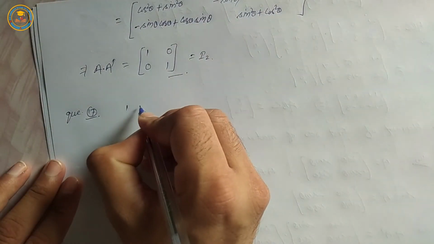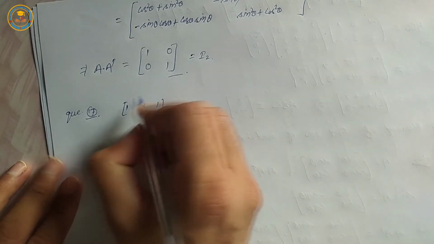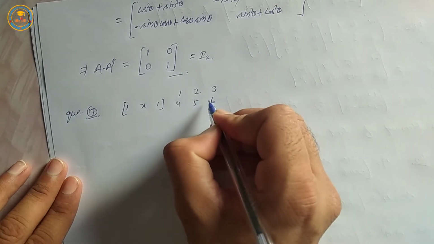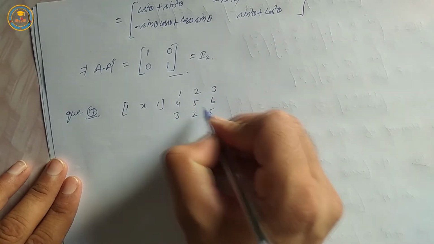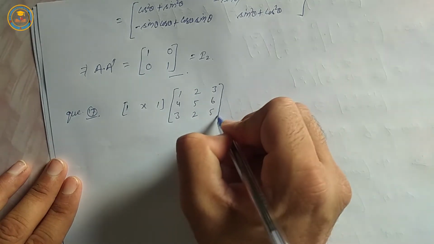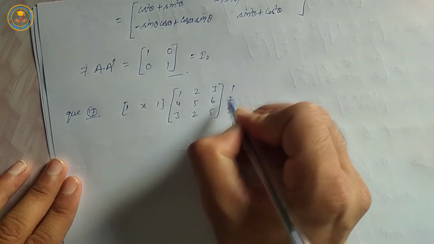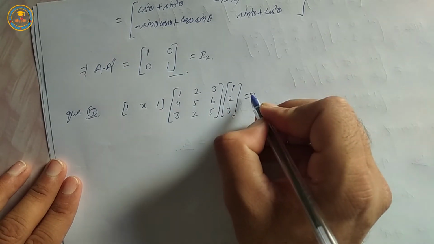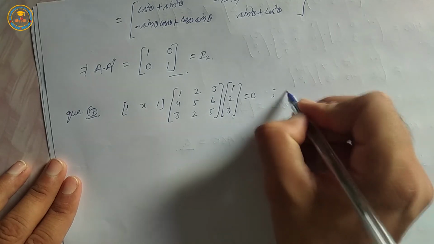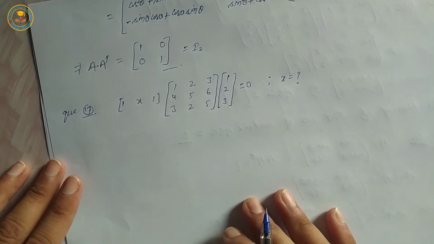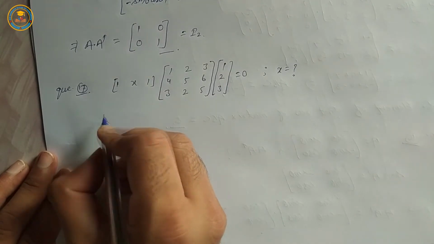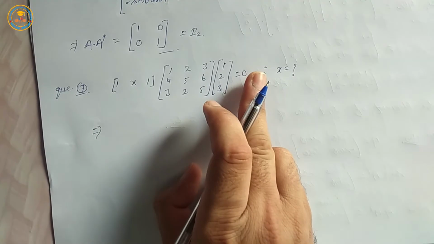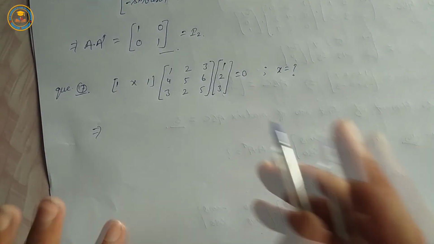If [1 x 1] into [1 2 3; 4 5 6; 3 2 5] into [1; 2; 3] is equal to 0, then find the value of x. Okay, now matrix A into matrix B into matrix C is equal to 0, then find the value of x.